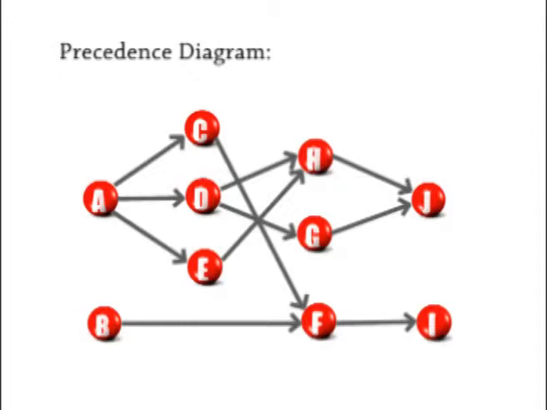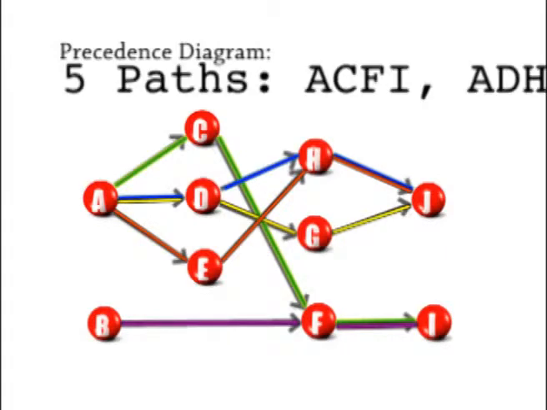We can use this diagram to go through and identify our paths. For instance, we have paths A, C, F, and I. We have path A, D, H, and J, path A, D, G, and J, and path A, E, H, and J, B, F, and I. So we have 5 paths through this project.